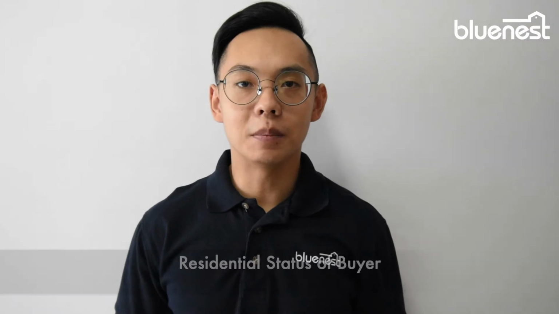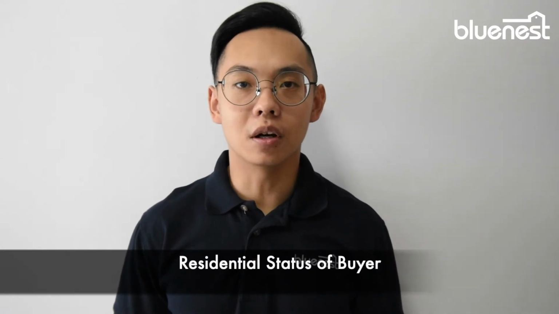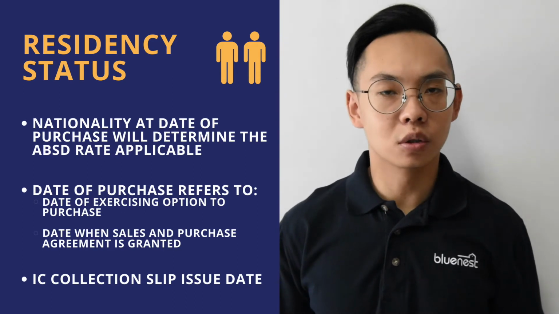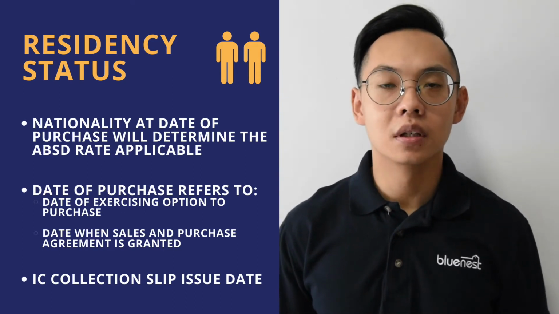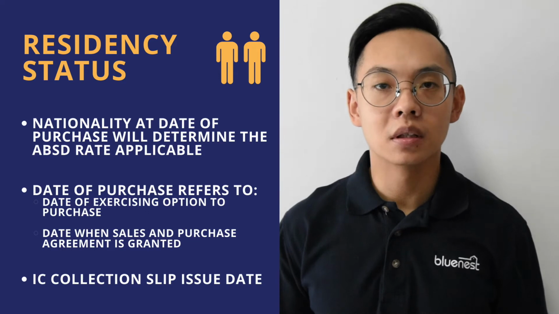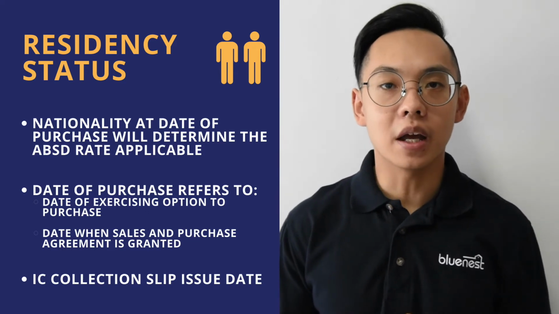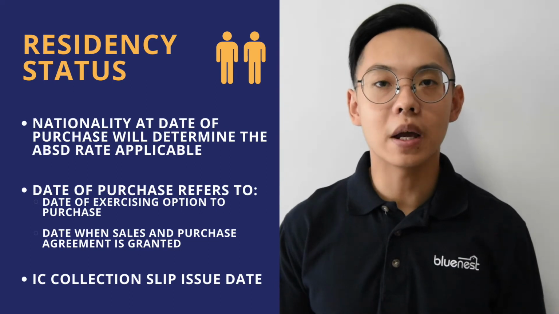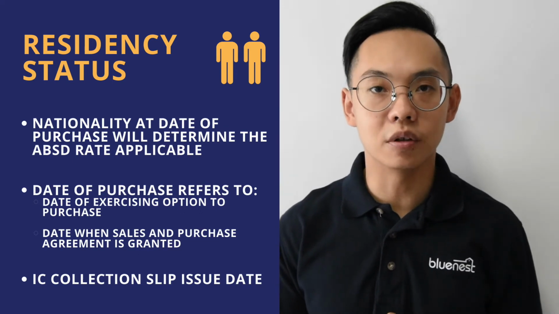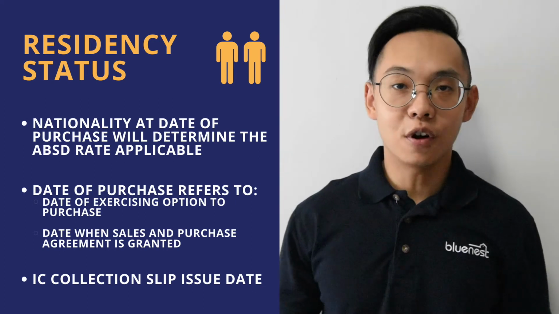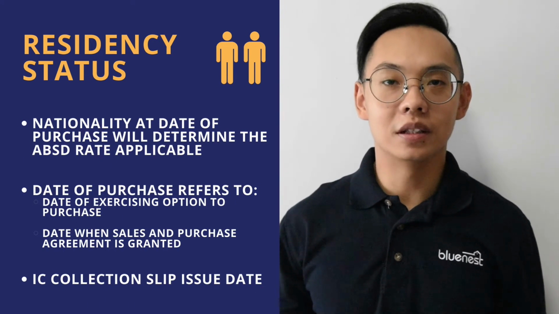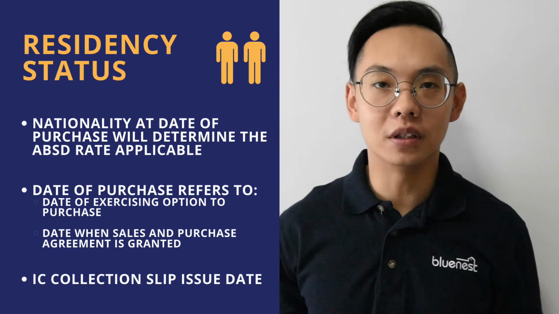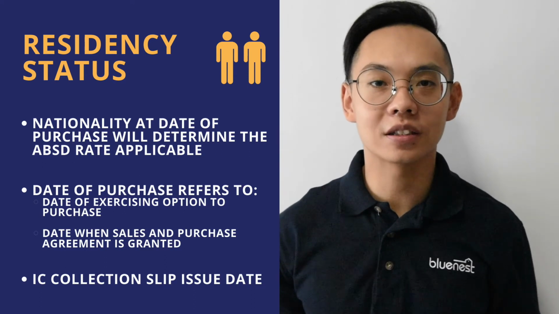The ABSD liability will be determined based on the nationality of the buyer on the date of purchase. So what do we mean by date of purchase? Date of purchase simply means the date when the buyer exercises the option to purchase, or the date where the sales and purchase agreement is granted to the buyer. For your residency status, the date of issue reflected on your IC collection slip will be the date where your residency status has changed.